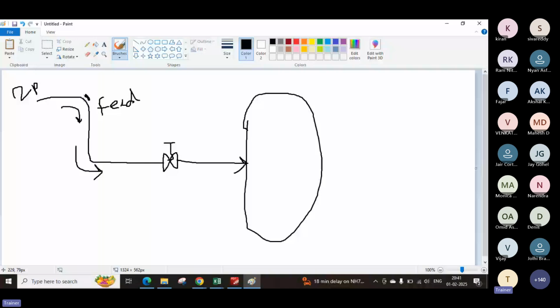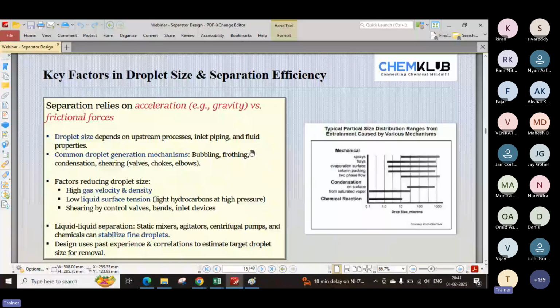Or here, because of the change in elevation, the liquid will try to coalesce, a sudden fall of liquid, and then the change in direction. This will also change the droplet size. So you have to be very cautious while designing the separators. At the same time, you have to look into the inlet line conditions as well. There shall not be any case where your droplets form so tiny or form any mist. So you have to be very cautious in these cases.